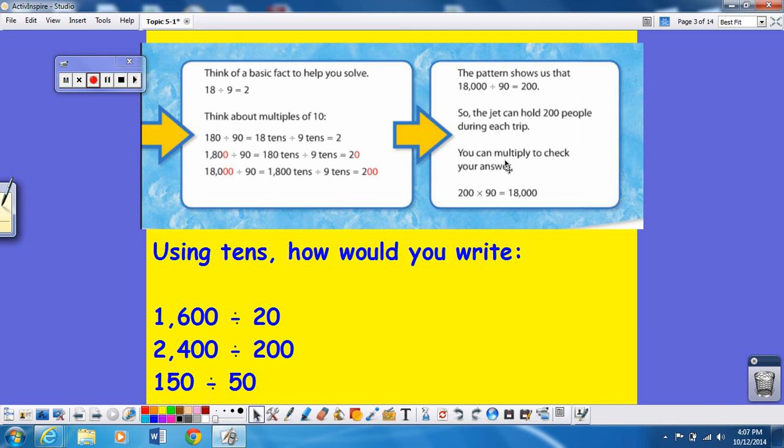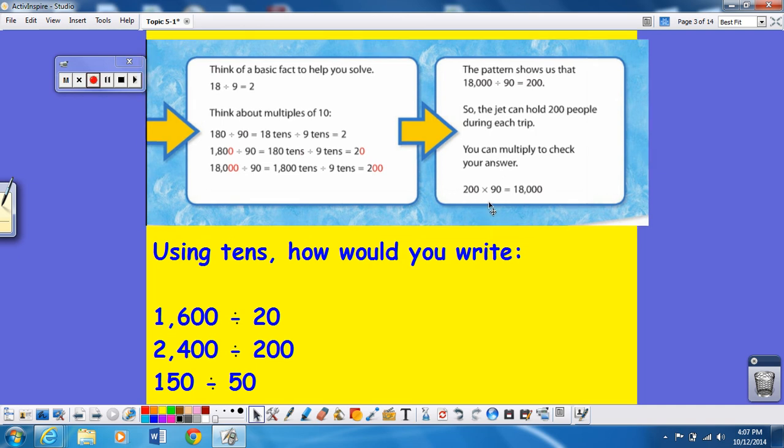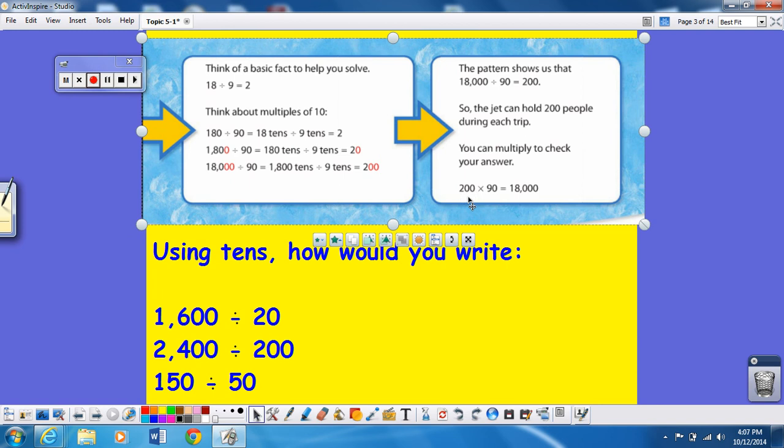How do we know? You can always go back and multiply to check your answer of a division problem. And here we know that 2 times 9 is 18. When we're multiplying, you're going to do your basic fact first. 2 times 9 is 18. And then you add your 3 zeros.